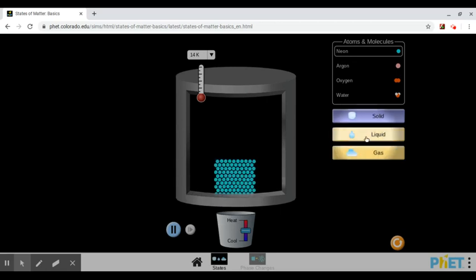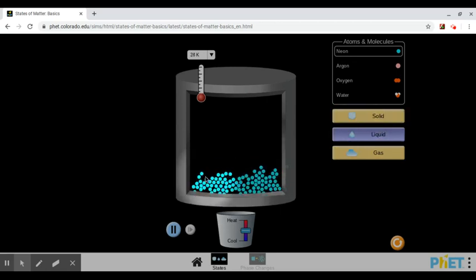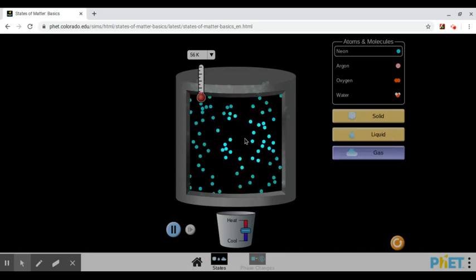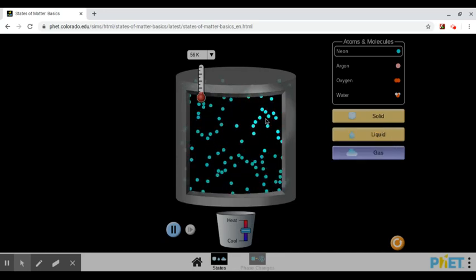And then you can look at neon in a liquid form. And I just want you to pay attention to the bounciness, the movement. We call that kinetic energy, the amount of movement and vibration and the way the molecules are bouncing off each other. Liquid, and then in a gas, you can see the molecules are all bouncing up all over the place.